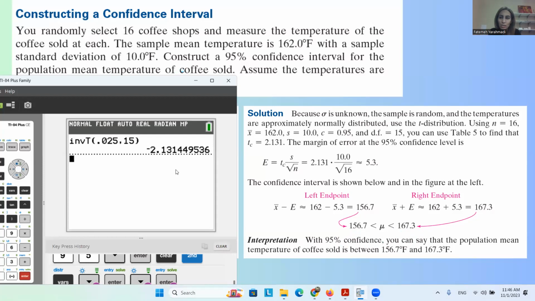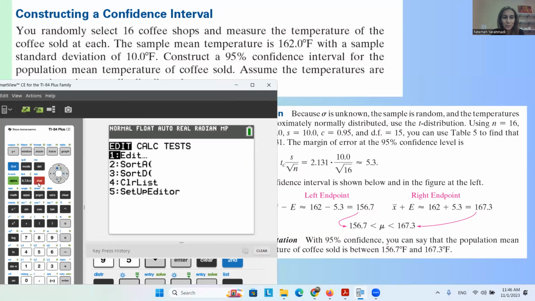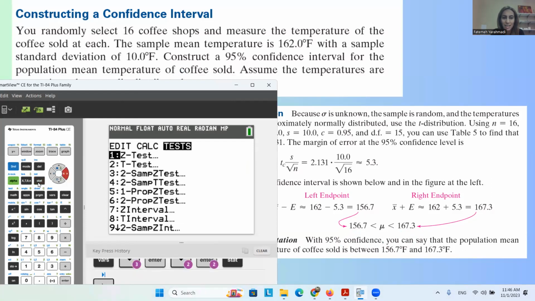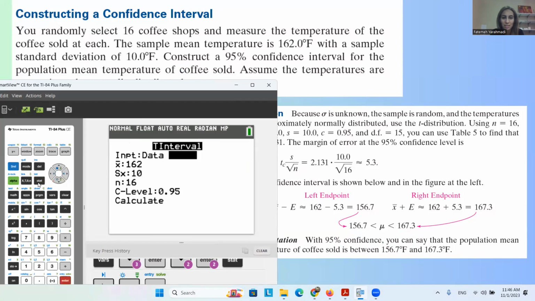How do you use your calculator to check to see if this algebra that you did is correct or not? To use your calculator, you're going to go to stat, you're going to go to tests and find Z interval. Click on Z interval. We don't have the actual data. If you click on data, you need to enter information from L1, L2, L3. We don't have information in L1, L2, L3. What else we have? We have the statistics of the data. Click on that.